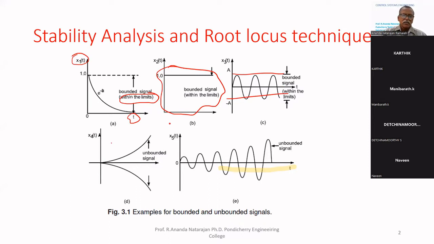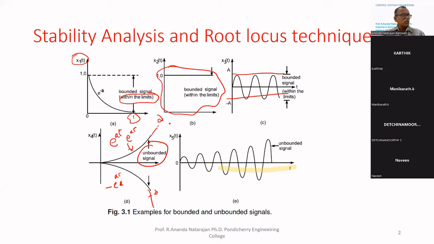Here, this is e power at, which goes on increasing exponentially. This is an unbounded signal. It will go to infinity. And minus e power at will go to minus infinity.